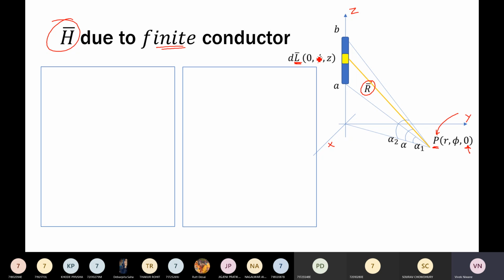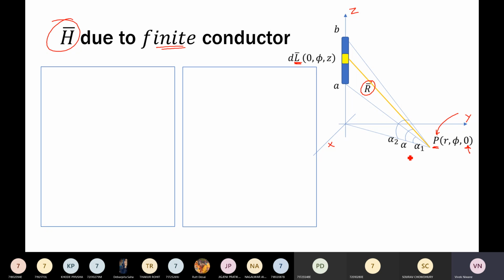For the dl bar element, we will have 0 phi z, because this dl bar indicated by the yellow portion is on the z axis at some height above the xy plane. Okay, so we will have the coordinates for dl bar as 0 phi z, and now we can get an expression for r bar. We can get an expression for the magnitude of r bar, and we will have our regular expression dH bar is equal to I dl bar cross r bar upon 4 pi r cube.